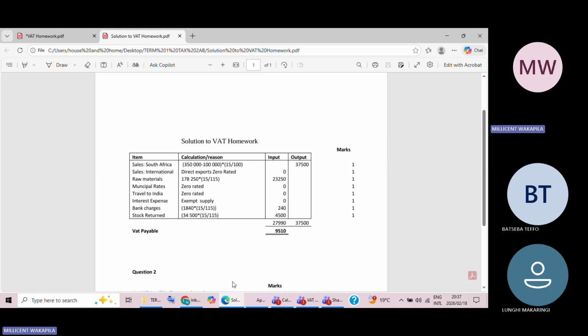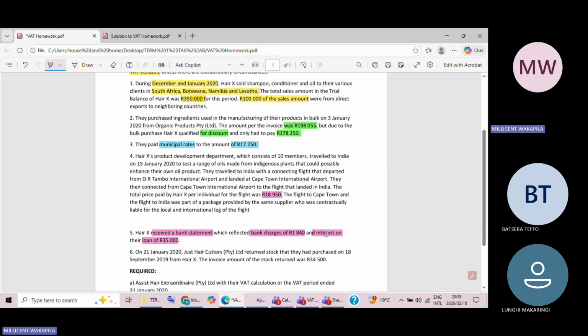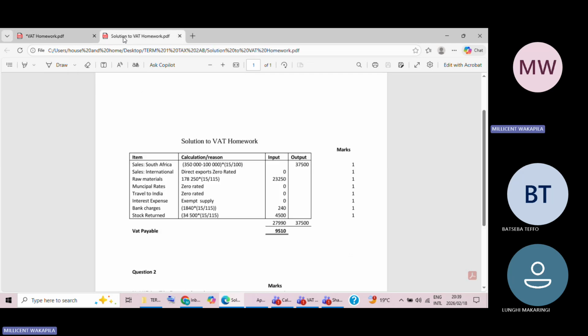Can we all agree that when you're returning goods that were previously purchased, the flow of goods in this case is that the goods are coming back into the business, so you can claim VAT input now, right? So your VAT input would be 34,500 multiplied by 15 over 115, which gets you 4,500.